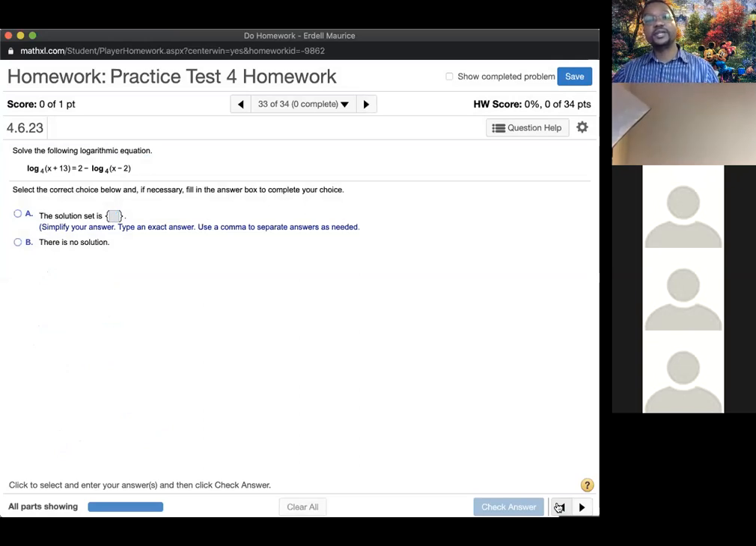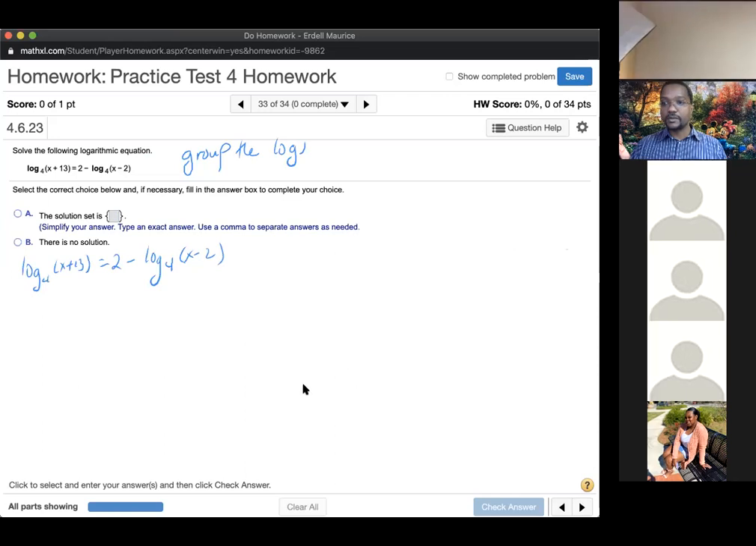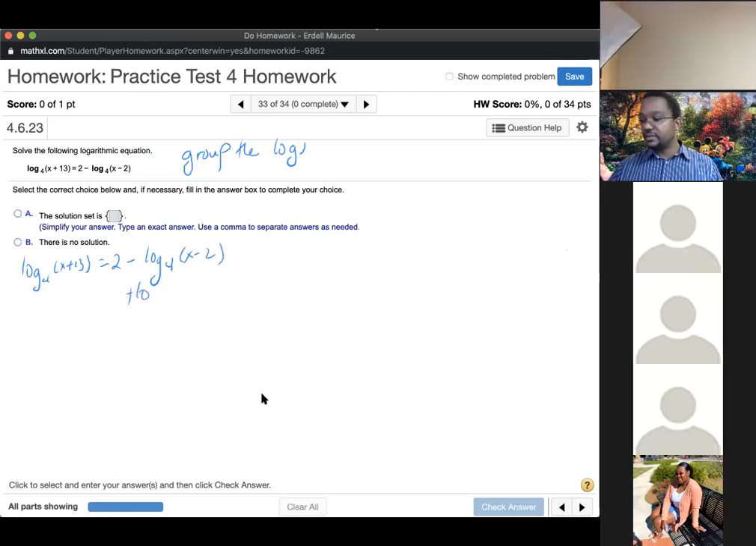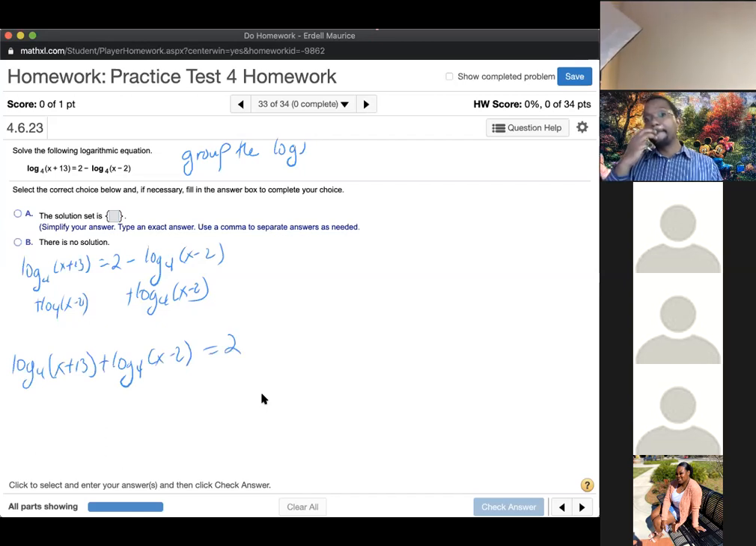Okay, now we have a log expression right here. This is a common question where you have logs, but you don't have one log, you have 2 logs. And so what you have to do is group the logs together first. So I have log base 4 of (x + 13) = 2 - log base 4 of (x - 2). How do you undo the log of (x - 2) right here? Once you have this, you add the log to both sides, plus log base 4 of (x - 2). So this becomes log base 4 of (x + 13) + log base 4 of (x - 2) = 2. Have I lost anybody here?